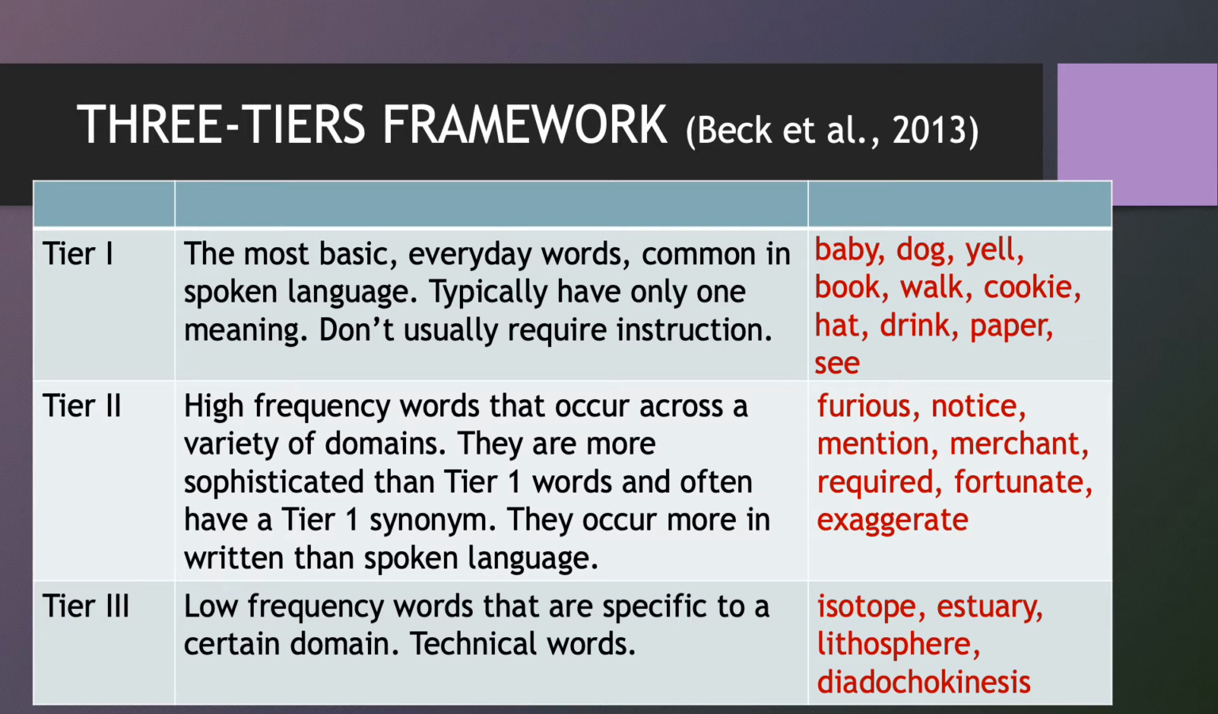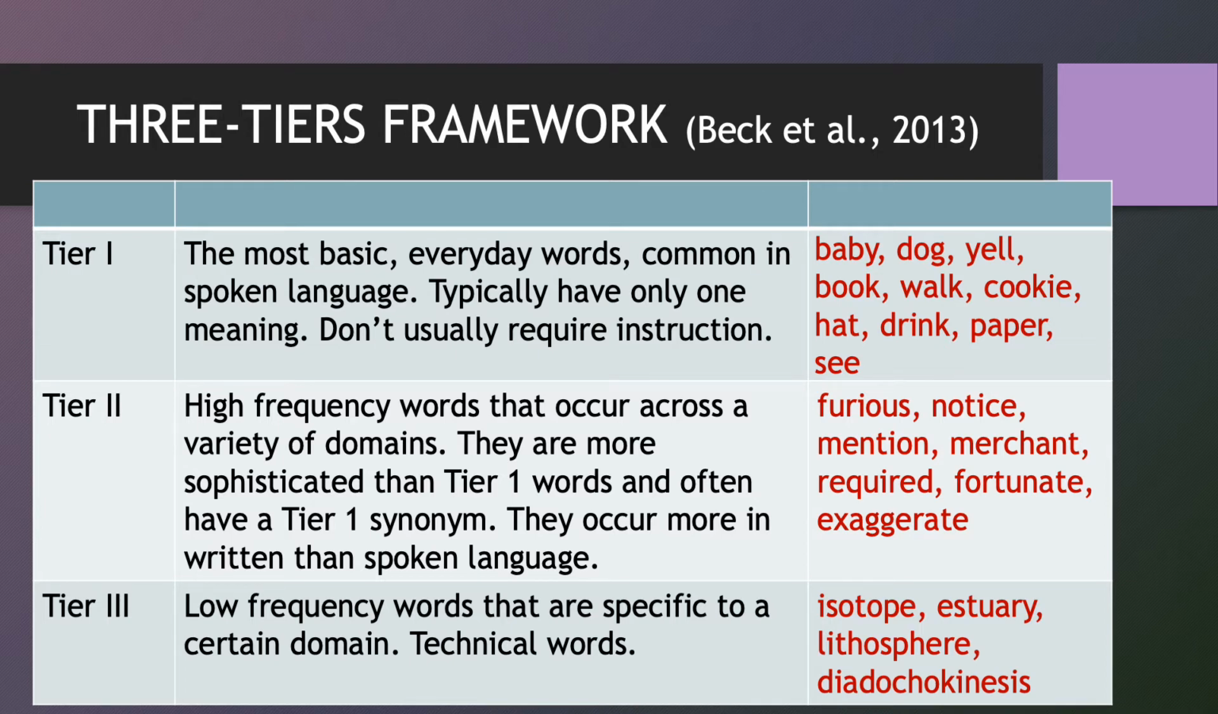Tier 2 words are high-frequency words that occur across a variety of domains. They're more sophisticated than the Tier 1 words, and they often have a Tier 1 synonym, and they also occur more often in written than in spoken language. So they're words of a mature language user and the words of written text. The example of the word furious that I have here as a Tier 2 word, you could think about a Tier 1 synonym being mad.